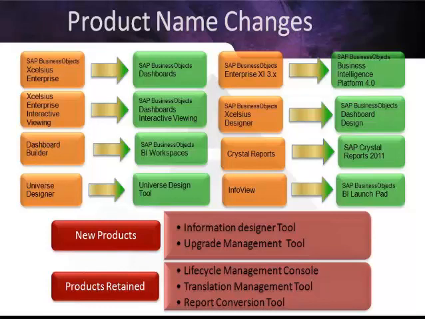XI. With this release, SAP has dropped both the word enterprise as well as the XI moniker. The official name of the product suite is SAP BusinessObjects Business Intelligence Platform 4.0. That's quite a mouthful, and that's why we commonly just shorten that to BI 4.0.